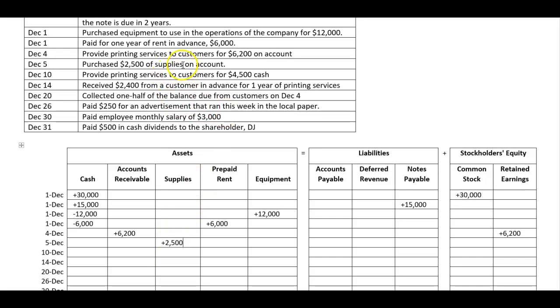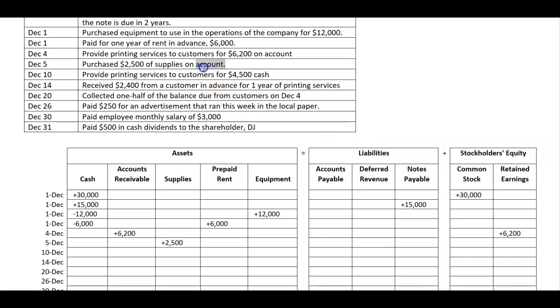So our supplies are going up. Now, anytime we purchase things, just like when we purchase the equipment, we can either pay for them or we can put them on account. Here we're placing it on account, which means we're not paying immediately for those goods. We owe for those goods. Things we owe are liabilities. Those are creditors' claims against our asset.